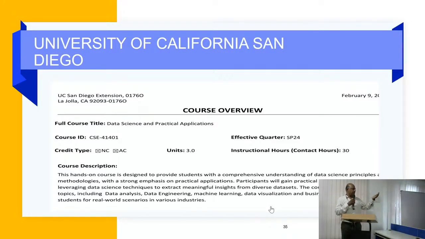We are providing this training to the students of the University of California, San Diego campus. These are the courses you can see. This is just one example; we conduct a lot of courses for University of California, San Diego. This is one of the data science courses, with practical applications.